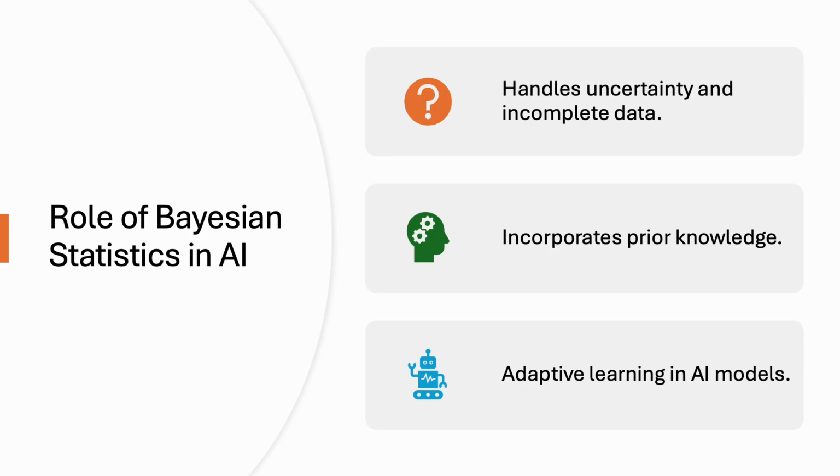And obviously, the role of Bayesian statistics in AI is to handle uncertainty and incomplete data, missing values, or erratic information that is coming in from customer support, and to incorporate prior knowledge. On the basis of previous interactions with the customers, it allows us to look into the possible plausibility. Adaptive learning in AI models, as just discussed in terms of customer churn predictions, is for you to look into.